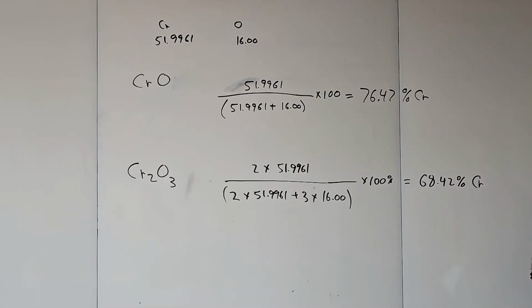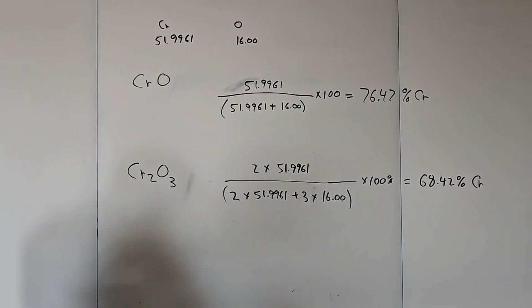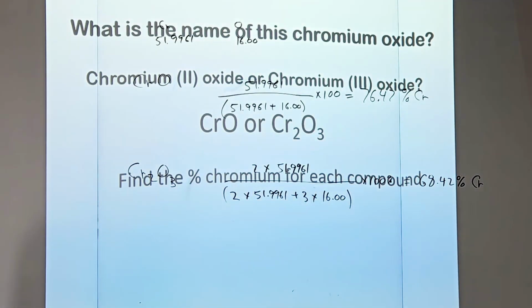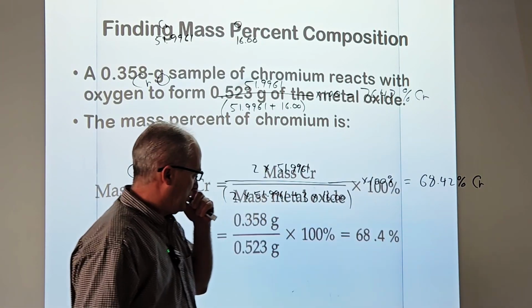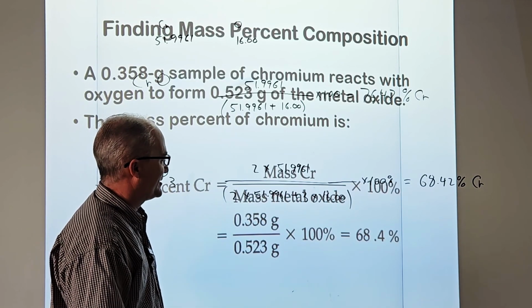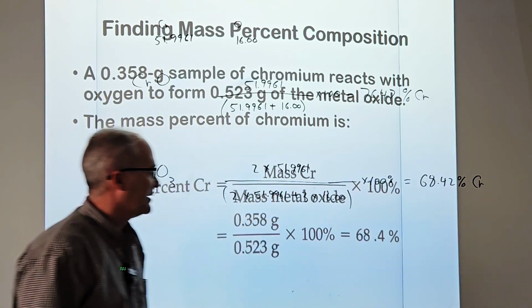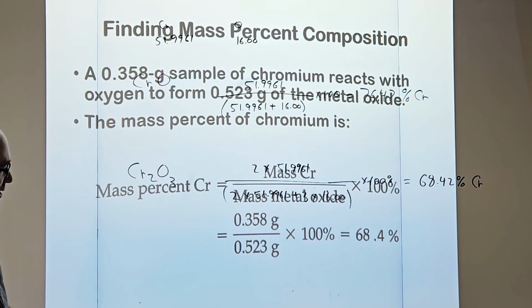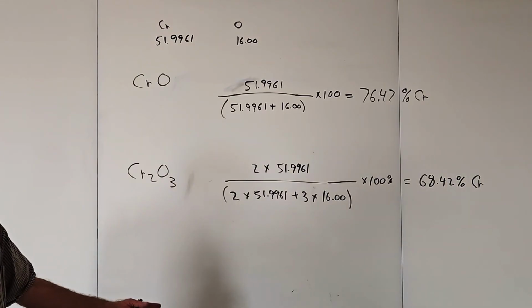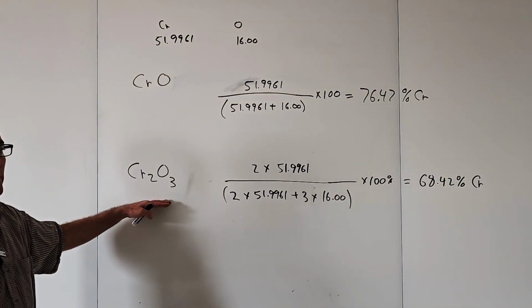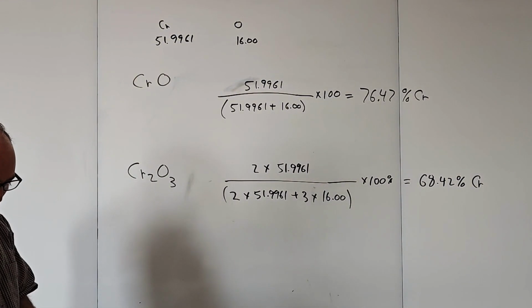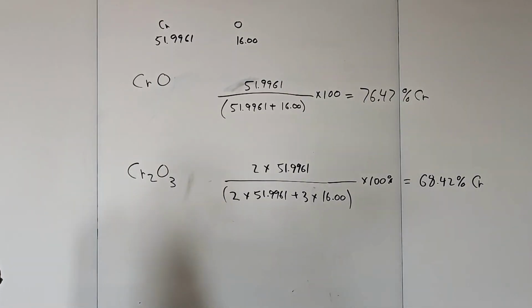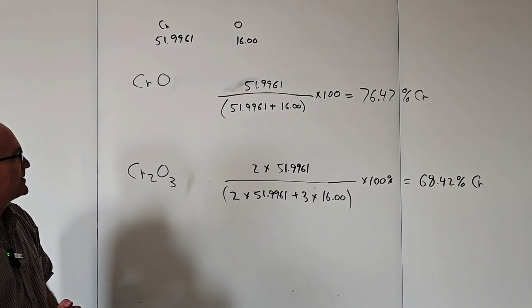All right, so what's the name of the compound we formed in our little lab experiment? We'll just have to go back here. In our little lab experiment, we measured it with a balance and calculated that we had 68.4% chromium. Wish I could mute what I just wrote. All right, so we made some chromium 3 oxide. Chromium 3 oxide. All right, so this illustrates 2 ways we can find mass percent.